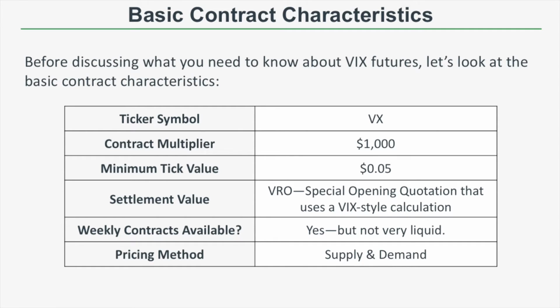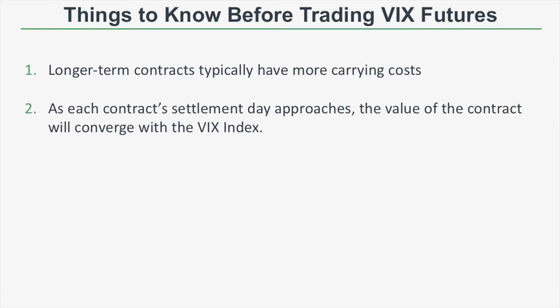And lastly, VIX futures are priced through supply and demand. So unlike the VIX index, which is calculated, VIX futures are priced based off of supply and demand in the marketplace. There are a few things you need to know before trading VIX futures contracts if you trade them at all. The first is that longer term contracts typically have more carrying costs than short term contracts, which we'll talk about in the next slides. And second, as each contract settlement date approaches, the value of the contract will converge to the VIX index. So let's go ahead and walk through each of those points with some examples.